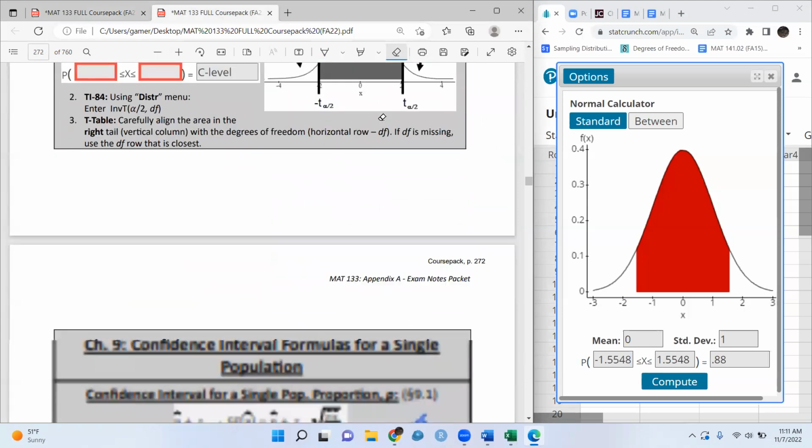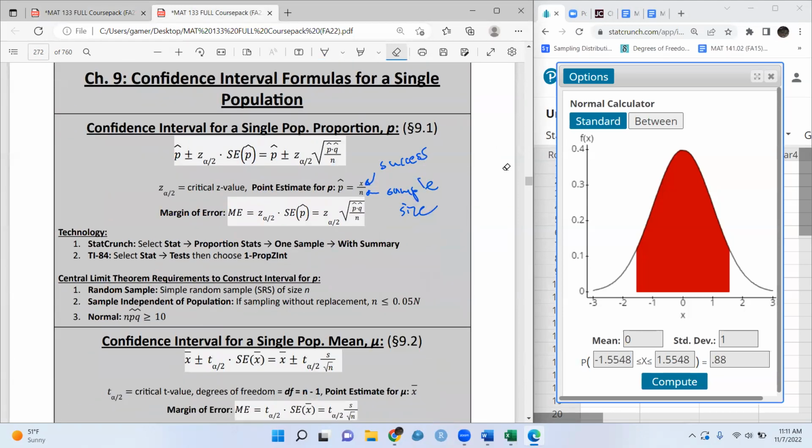Just for fun, I'm going to click over here and just open this up. And let me just say it, because maybe you haven't done it yet. The margin of error is the critical Z value times the standard error. That's what SE stands for. Do we have those two numbers?